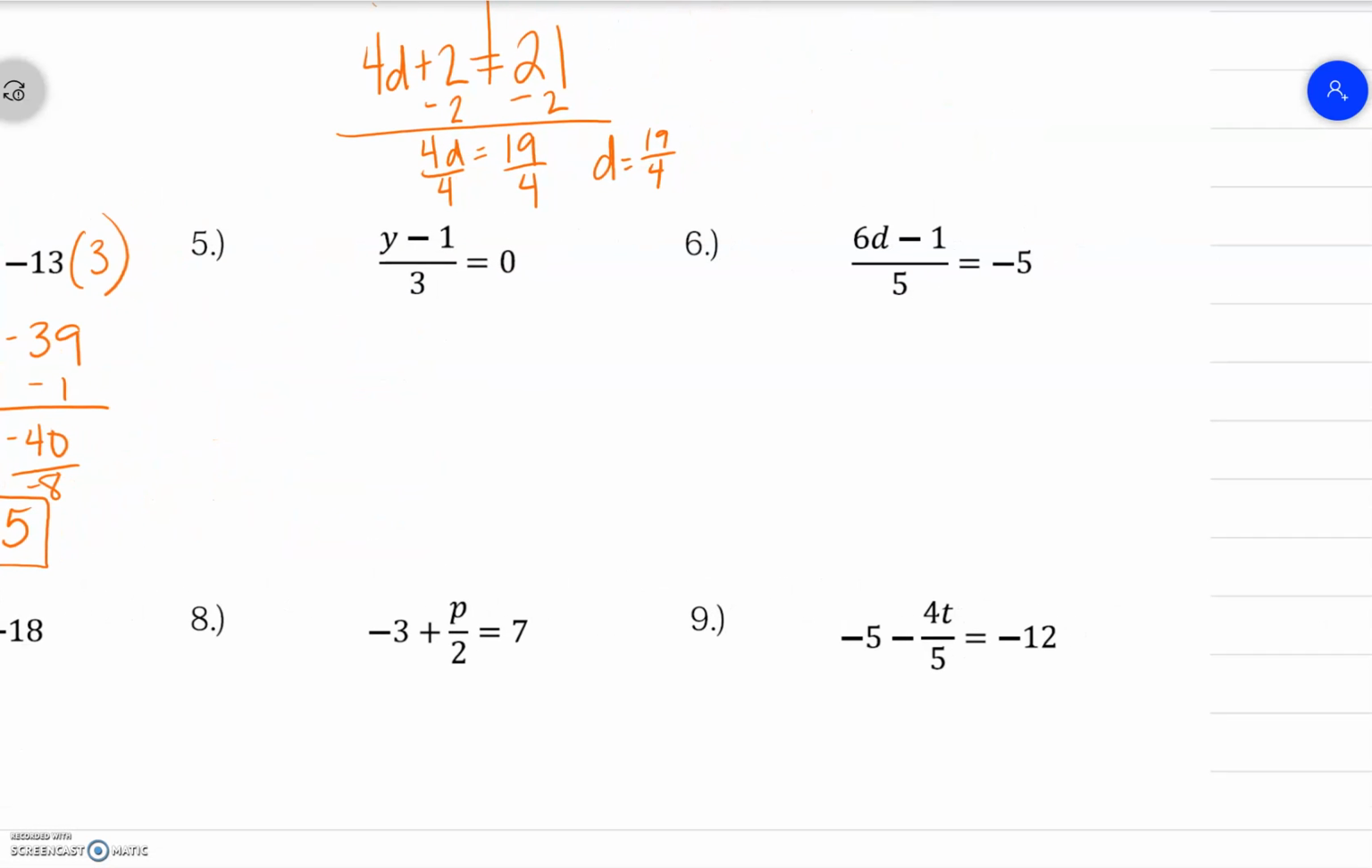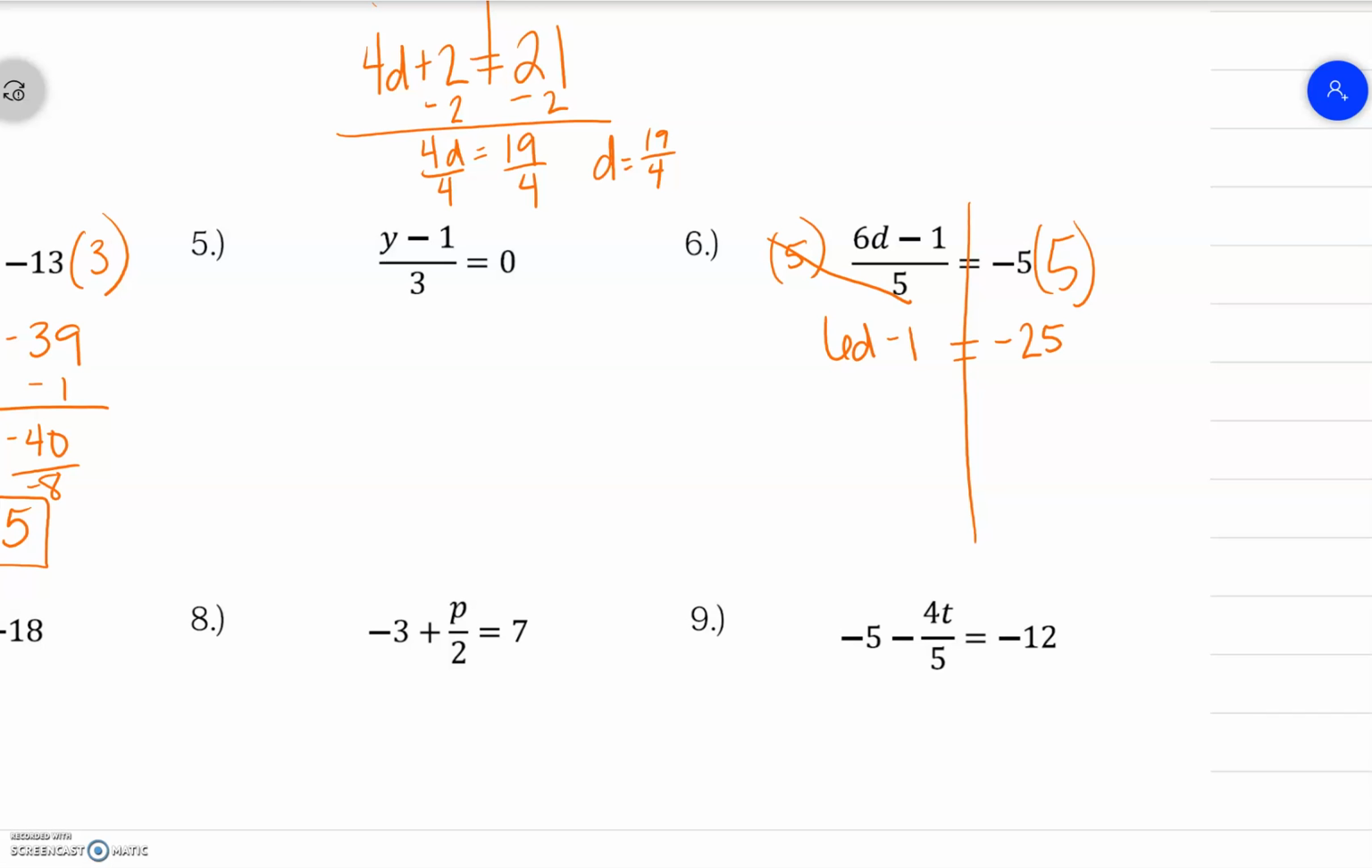All right, number 6. Go ahead and write this down. See if you can do the first 2 steps before me. Multiply by 5 first, and that's to get that 5 out of the denominator, so it leaves me with 6d minus 1. Equal sign comes down. Negative 5 times 5 would be negative 25.